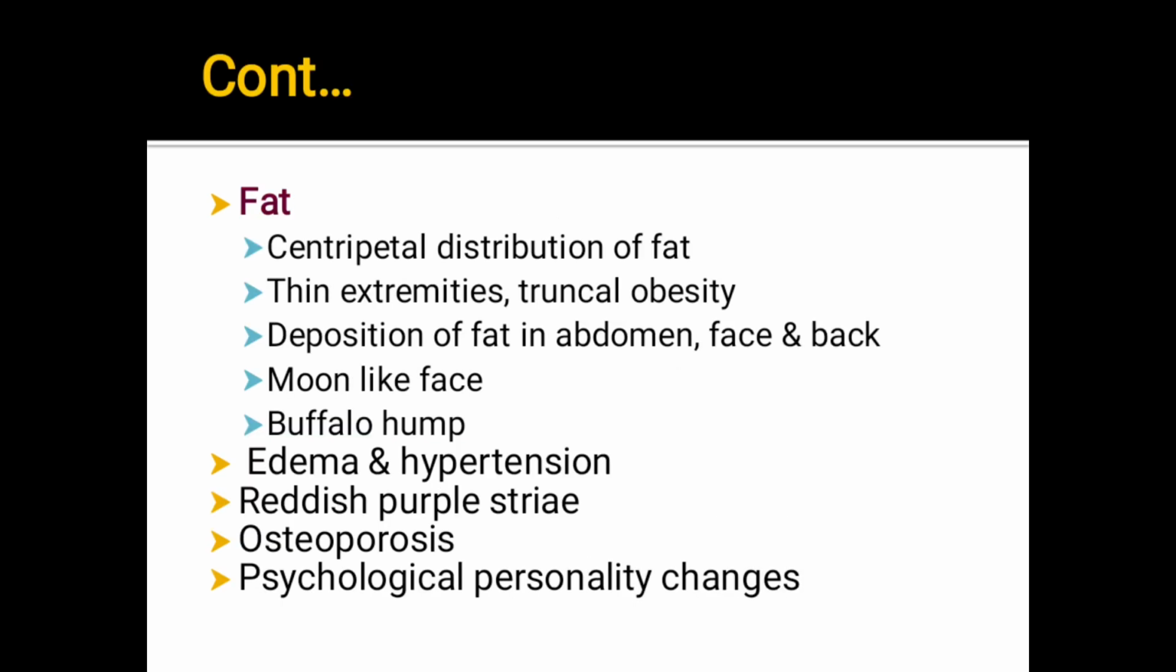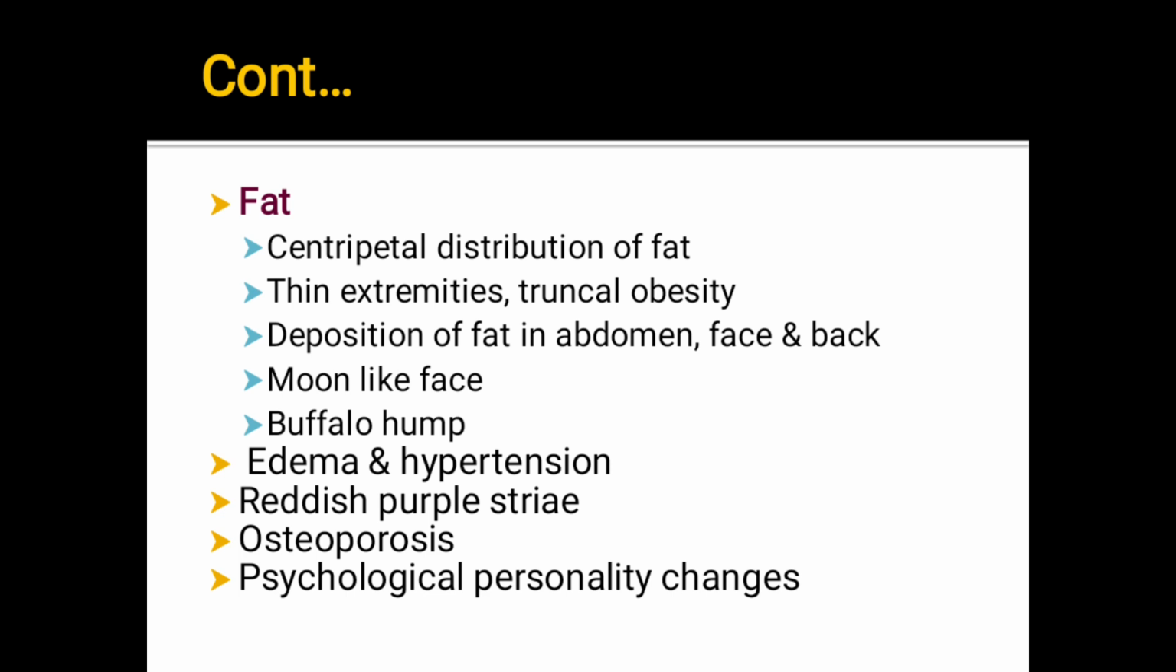There is a peculiar distribution of fat that is called the centripetal distribution. That is, fat is present especially in the abdomen, face, and back. The face becomes round with red cheeks, and this is called the moon face. Fat accumulates in the lower neck and the interscapular region, called the buffalo hump. Why thin extremities? Because of the proteolysis of the skeletal muscles in the extremities to promote gluconeogenesis.